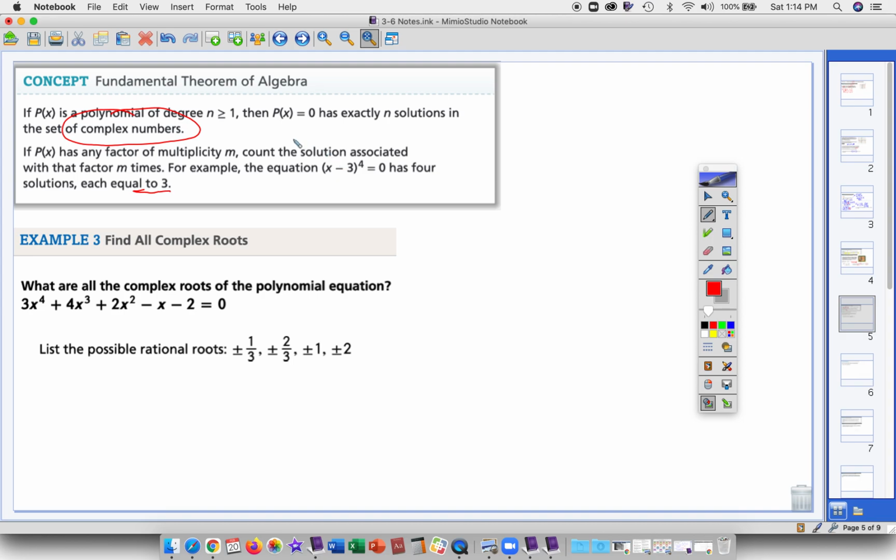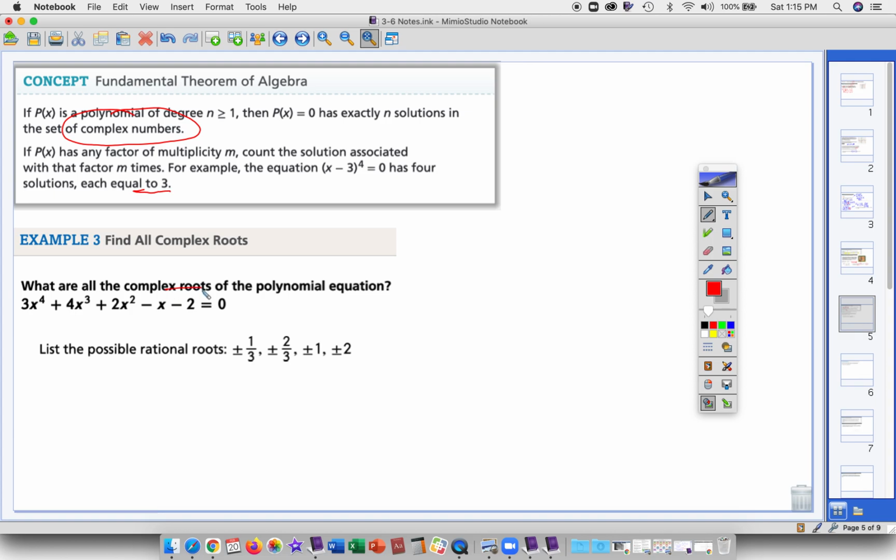If you looked at the graph of this, what would you expect to see? Hopefully you said a turning point, right? Because it's an even multiplicity, which means at x equal to 3, the graph would have a turning point. Okay, so knowing this, let's try finding all of the complex roots. When you see all complex roots, that means the real roots and the imaginary roots. So what are all the complex roots of this polynomial?